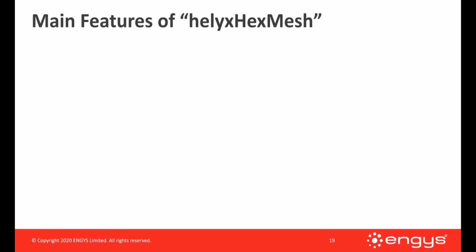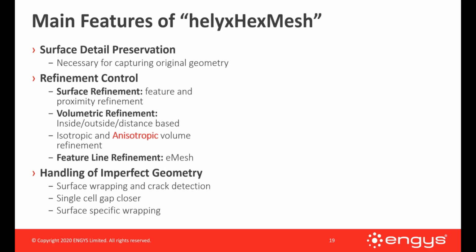All right, great. So the main features of HELYXHexMesh. It's surface detail preservation, so it's necessary for capturing the original geometry. We want to be able to have a mesh boundary that adheres and captures the original CAD geometry as best as possible. Okay, so that's a main feature of this. There's different refinement controls, surface refinement based on feature, and proximity refinement. Proximity would be like how close one surface is to another surface, then it would increase its refinement.